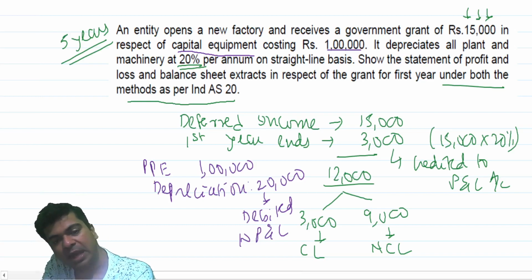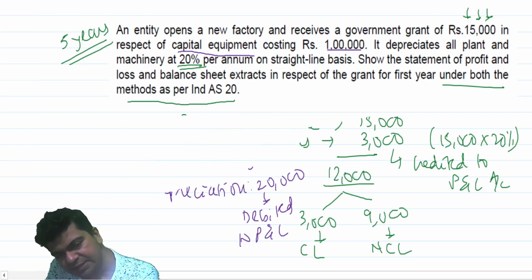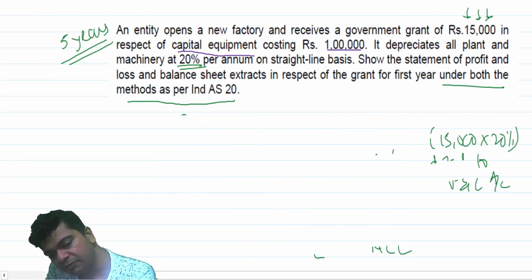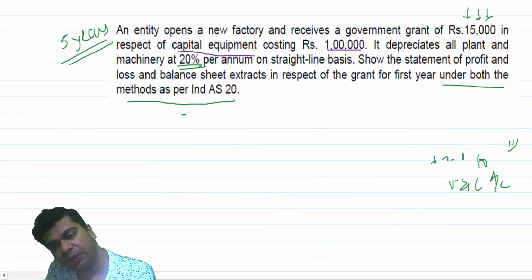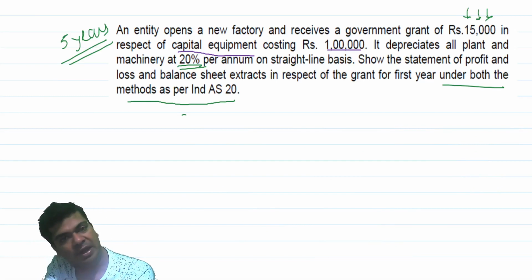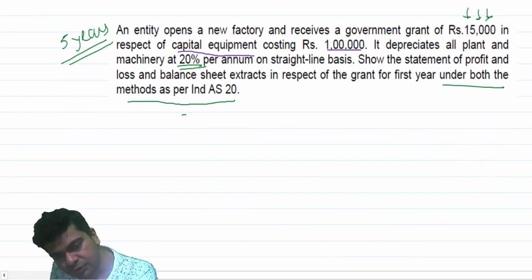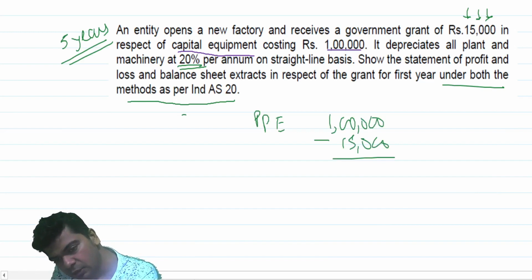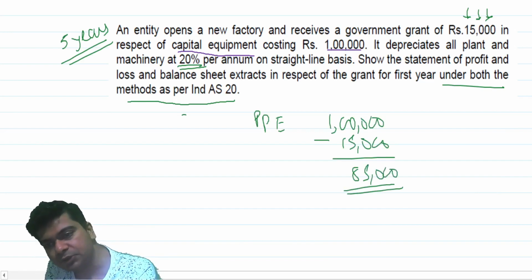What is the second method? In the second method, whatever is the government grant, that government grant will be deducted from the cost of the asset. Okay, I'll deduct it from the cost of the asset. This time government grant will not be reported in your books. I will say PP 1 lakh. From that I'll deduct 15,000. I will report the PP in my balance sheet at 85,000.